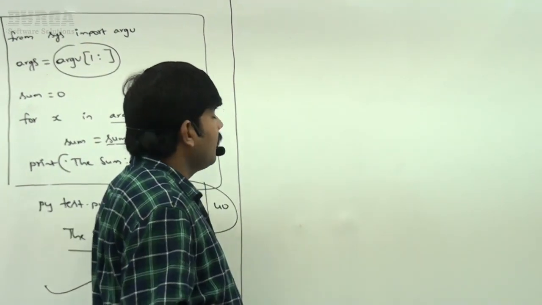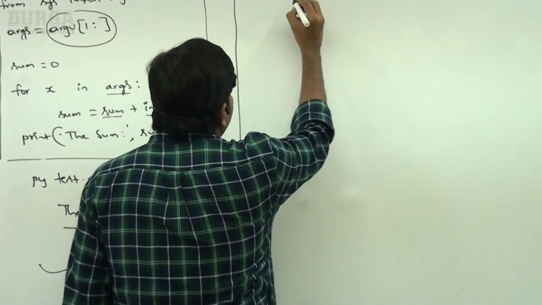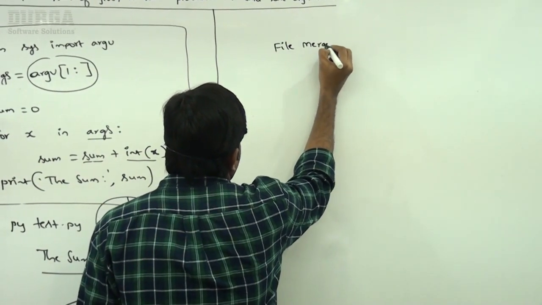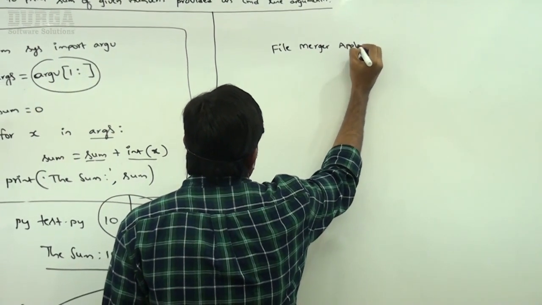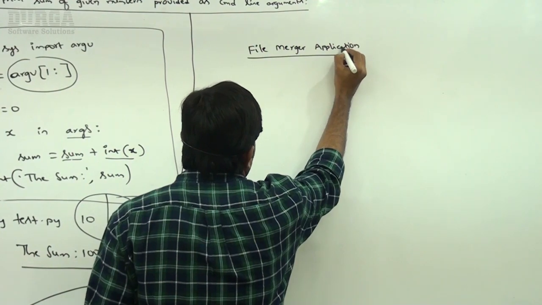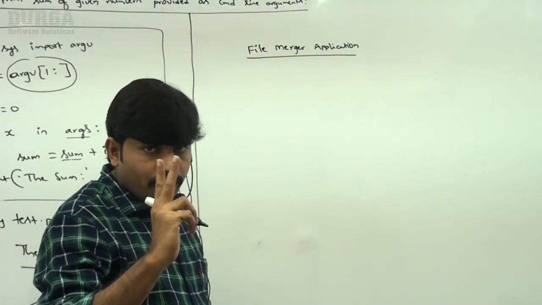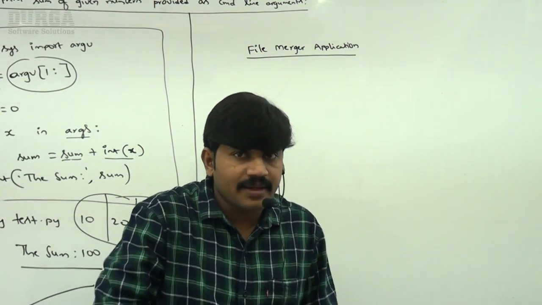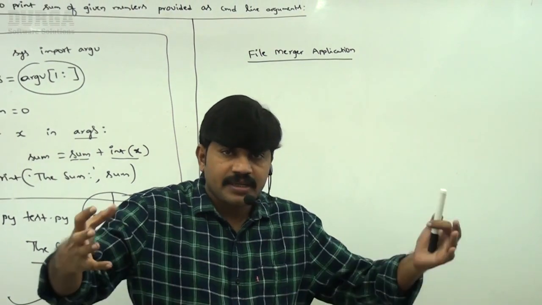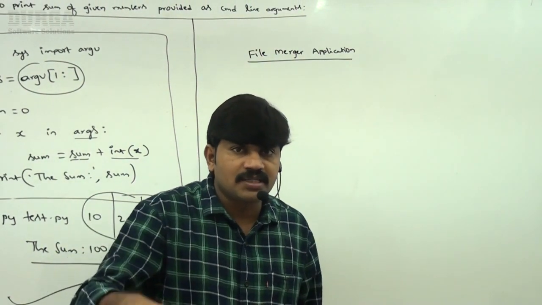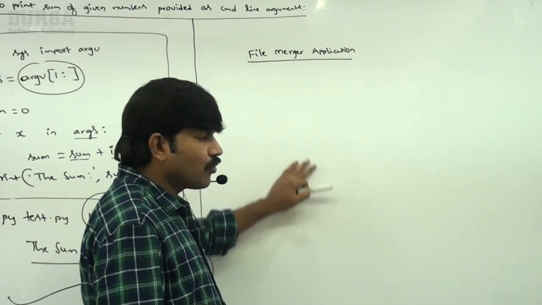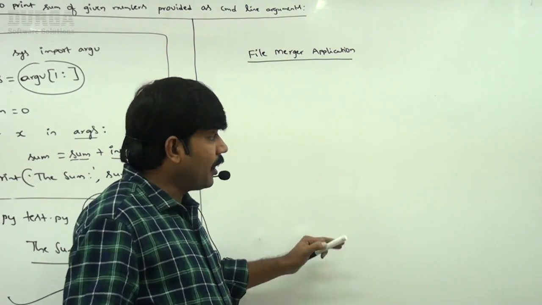Just observe. I want to develop a small file merger application. What is the application I'm trying to develop? A file merger application. It means I have two files. Read the data from the two files and merge the data present in the two files into a third file. This is my requirement. How can you write the code? Just a basic idea; you are not required to execute this code.